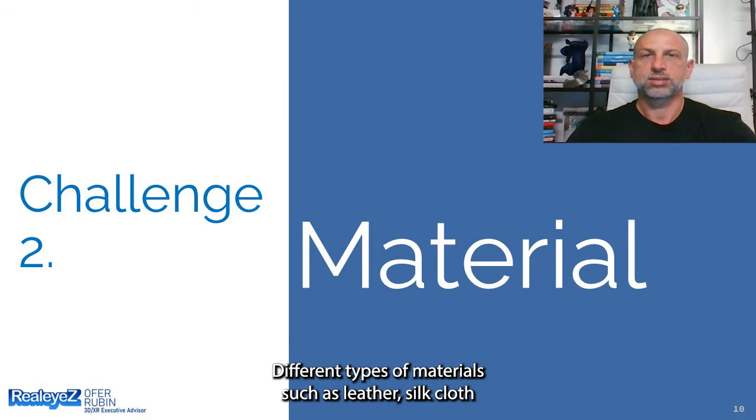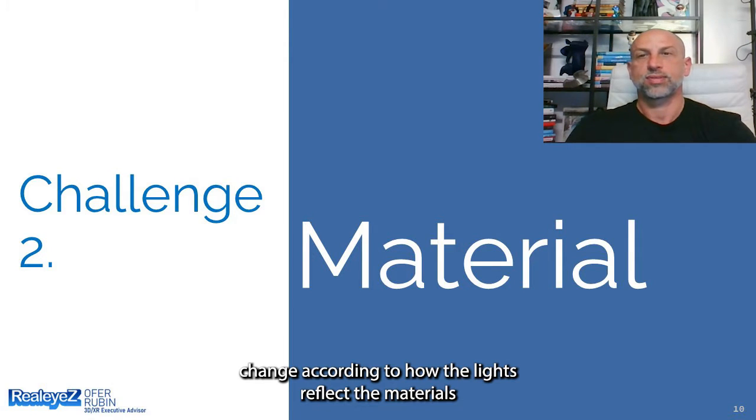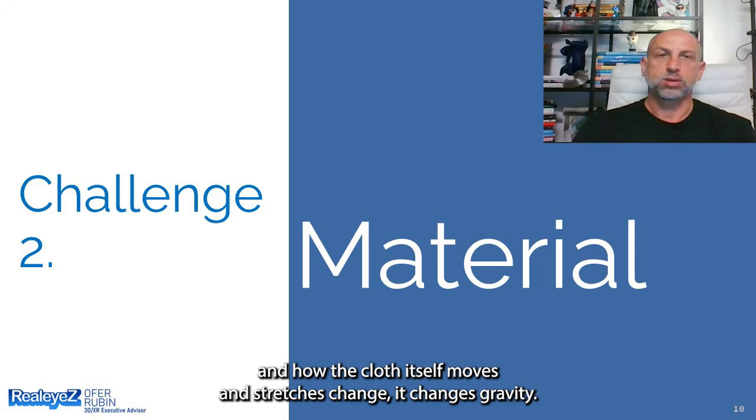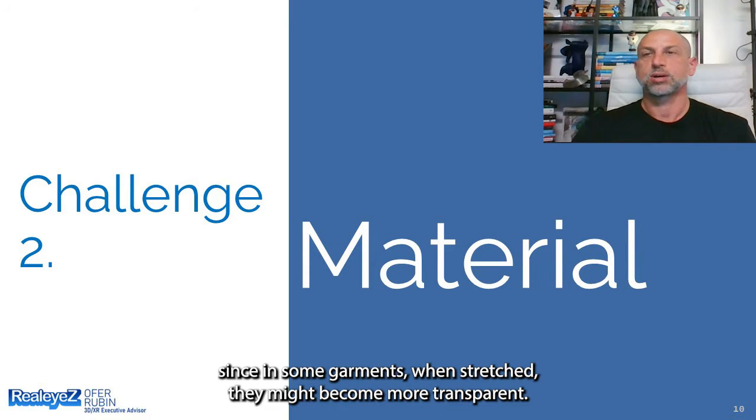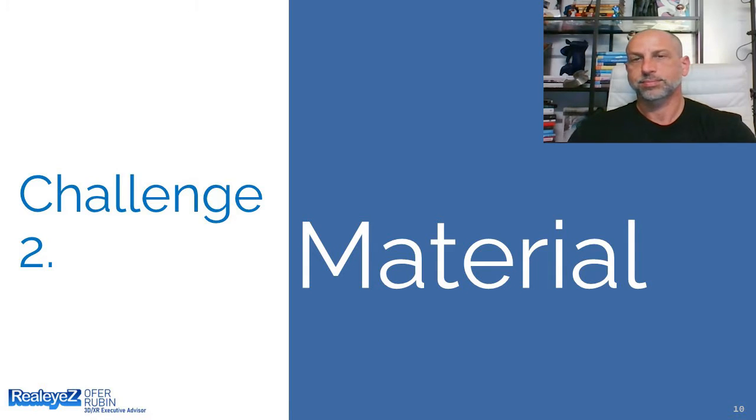Different types of materials, such as leather, silk, cloth, change according to how the light reflects off the materials and how the cloth itself moves and stretches. It changes rapidly. Regarding the stretch, this can also affect the way it looks, since some garments, when stretched, might become more transparent.